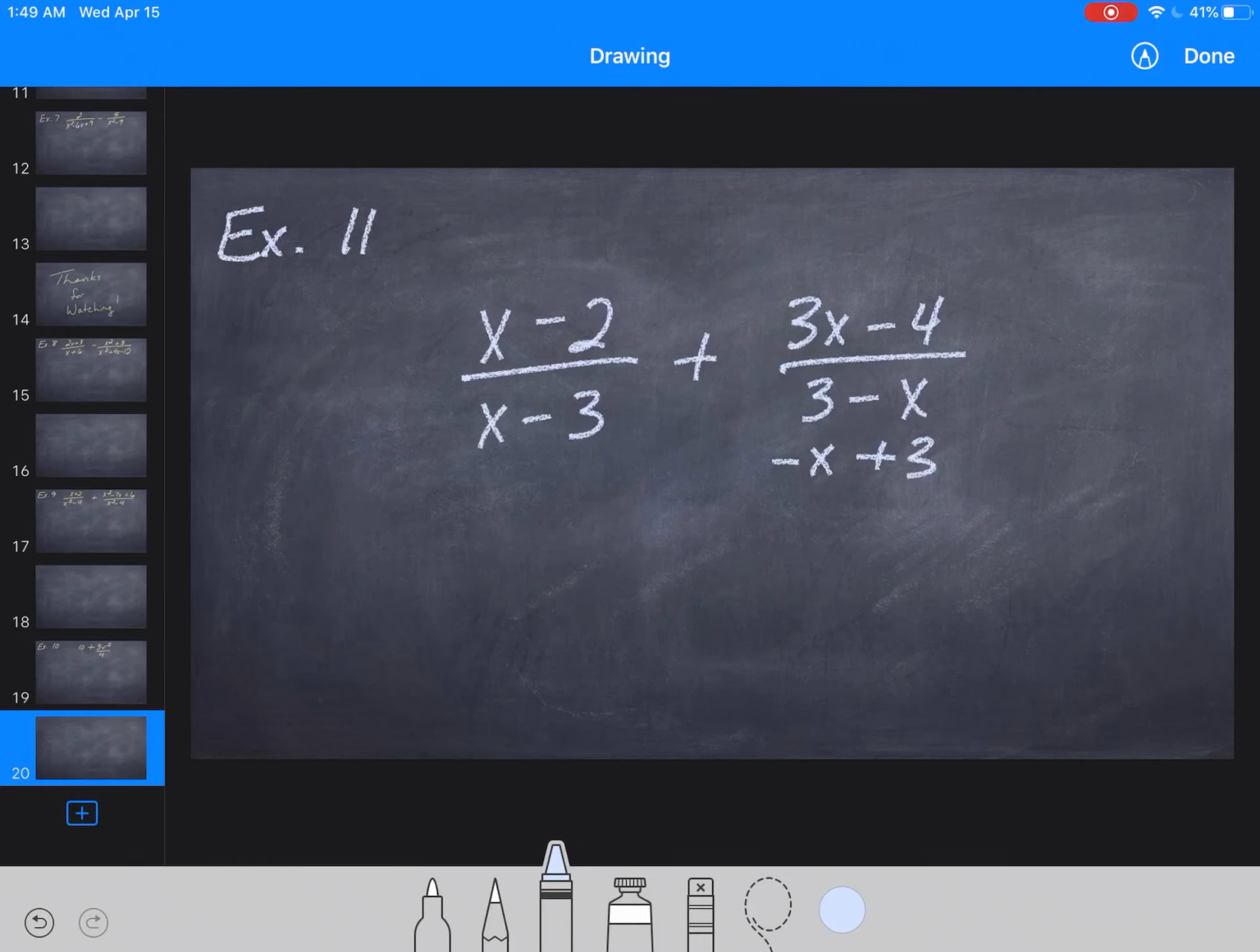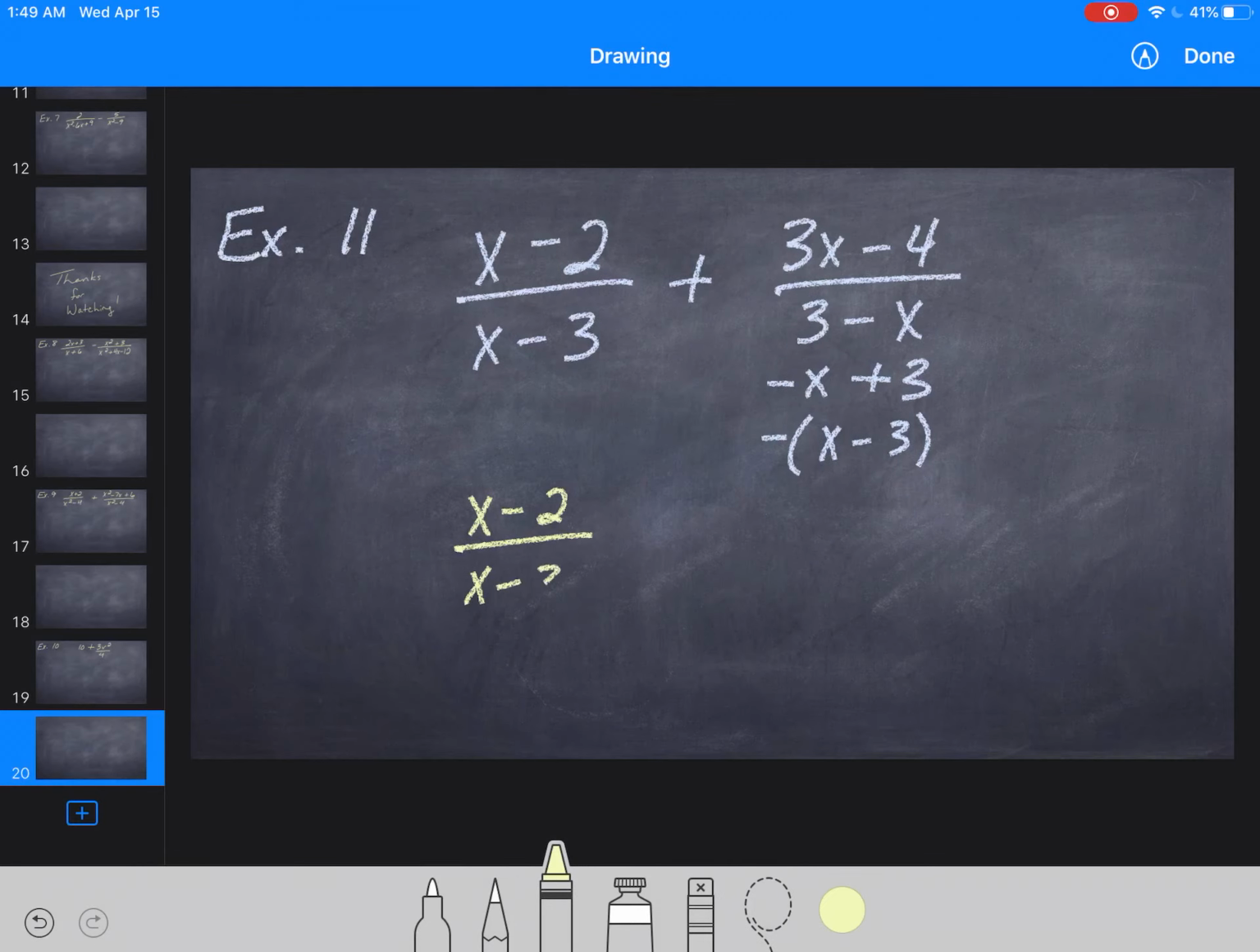Anytime this happens, you can rewrite your second denominator as negative x plus 3, and you can actually factor out a negative 1. So I could rewrite my denominator as negative parentheses x minus 3, where we factor out a negative 1. I could rewrite my fractions as x minus 2 over x minus 3 plus 3x minus 4 over negative parentheses x minus 3. And now they're almost exactly the same.